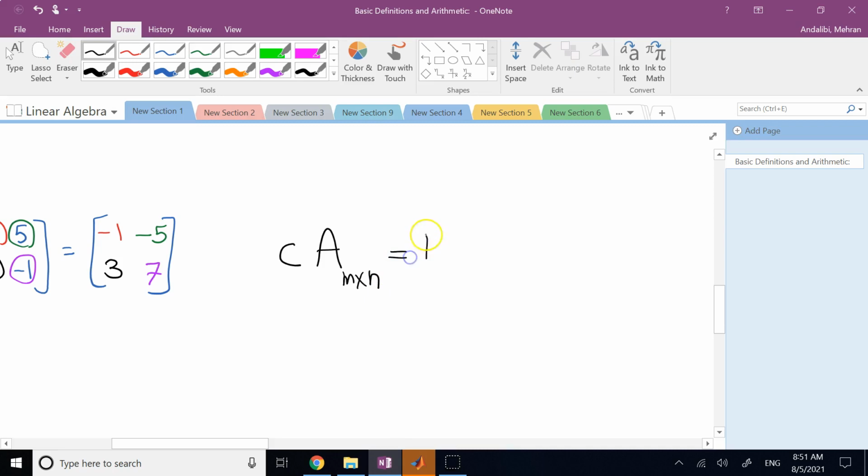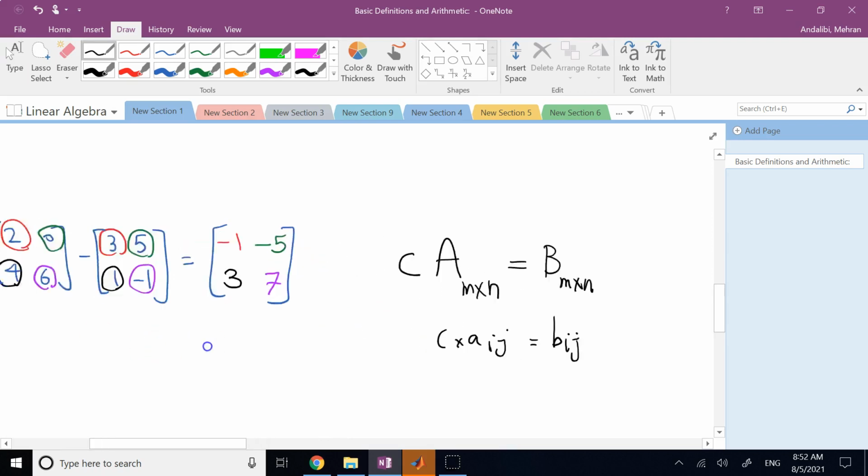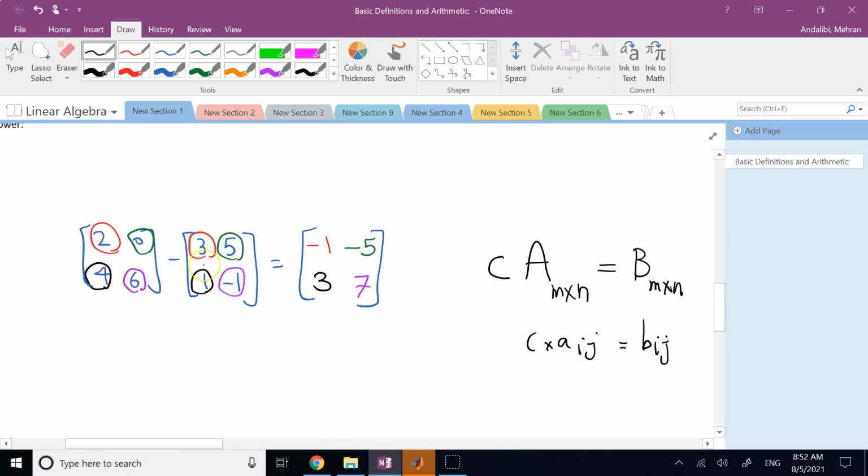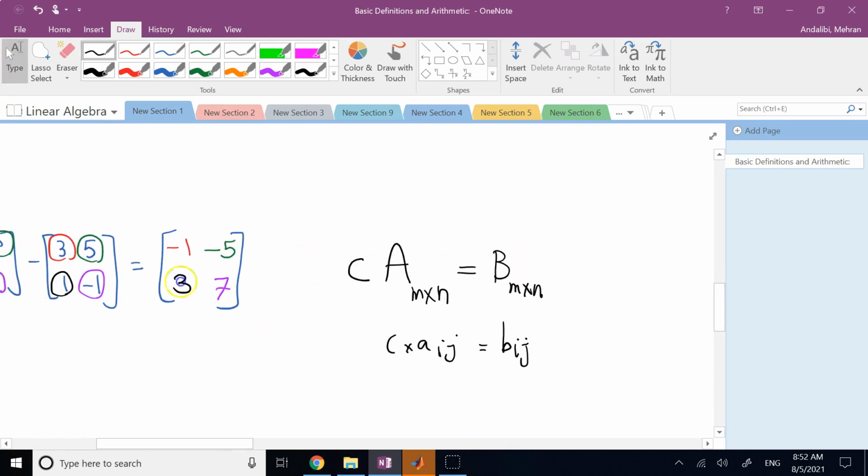If you call the result matrix B, of course it has the same dimension as A, and then entry ij in matrix B is the same as entry ij in matrix A multiplied by that scalar C. So basically multiply that number C to each and every one of the entries in A, that gives you B. So a scalar multiplication by a matrix is quite easy.